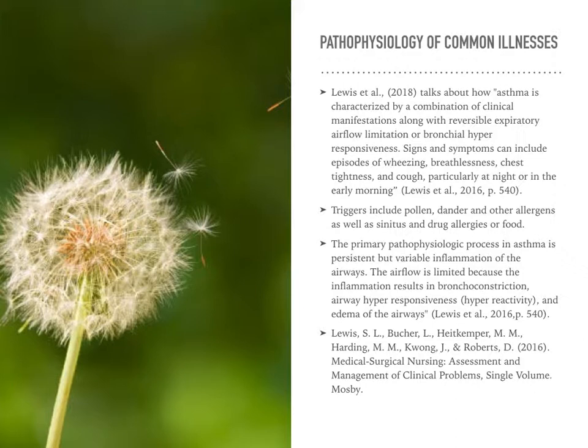The primary physiologic process in asthma is persistent but variable inflammation of the airways. So that's edema in the airways. And I think just like with edema anywhere else, it makes it hard for blood to flow, air to flow, things like that. It's an obstruction. Airflow is limited because the inflammation results in bronchoconstriction, airway hyperresponsiveness, and edema of the airways. Exactly. And mucus production also. I'm not sure it's as much as in COPD, but I do know that mucus production is something that can also block up those airways with asthma.